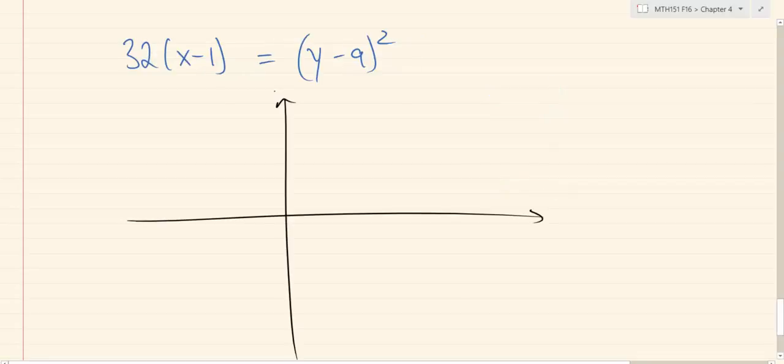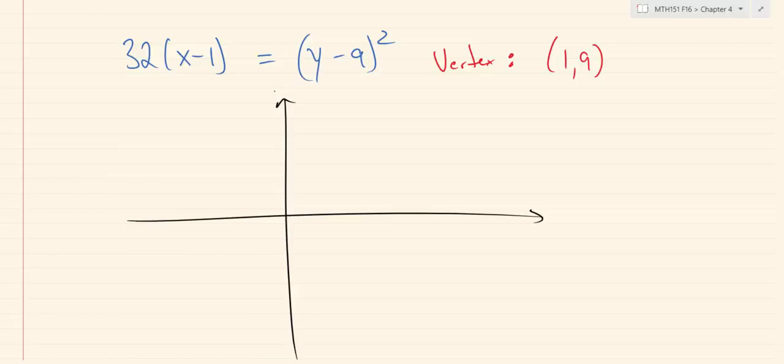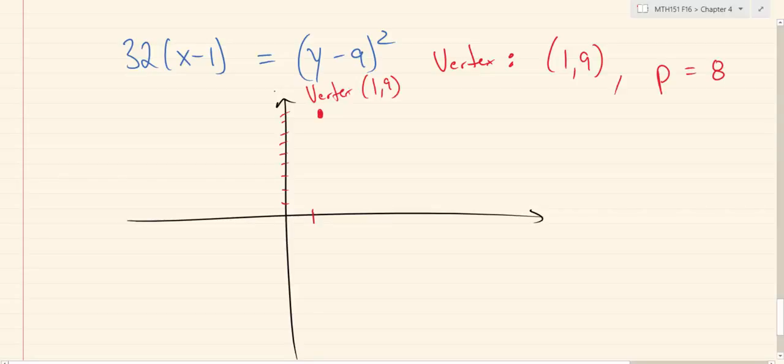Okay, cool. Where is your vertex? It's going to be 1, 9. H and k are still with x and y, right? So that doesn't change. Your x coordinate's going to be 1, your y coordinate's going to be 9. What is p? P equals 8. And how'd you get 8 so fast? 32 divided by 4. You know that this number here has to equal 4p. So if it's a 32, you just divide it by 4, and that'll tell you what p is equal to.